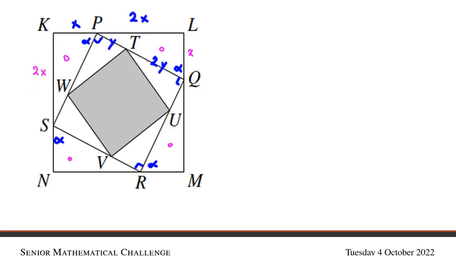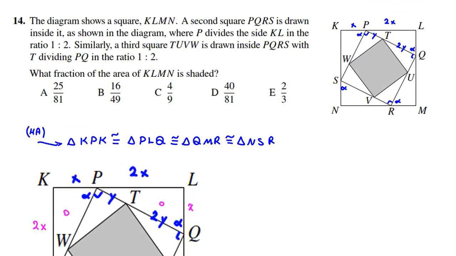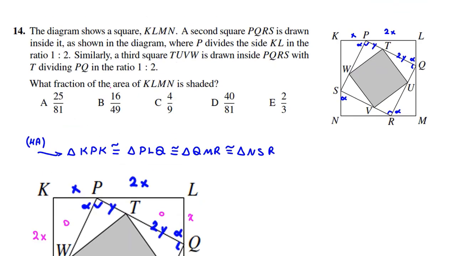Okay. So here, we want to find what? Pay attention to the sentence of the problem. It says what fraction of area of KLMN is shaded. So area of KLMN is what? It is side squared, 3x squared. So if we want to find this area, suppose this side is z, it is z squared. So if you find z in terms of x, the problem will be solved.